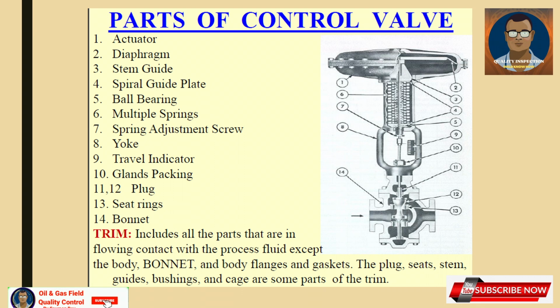Trim includes all the parts that are in flowing contact with the process fluid except the body, bonnet and body flanges and gaskets. The plug, seat, stems, bushings and cage are some parts of the trim.